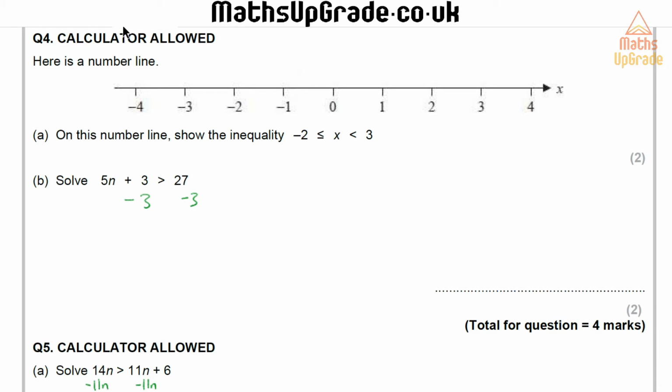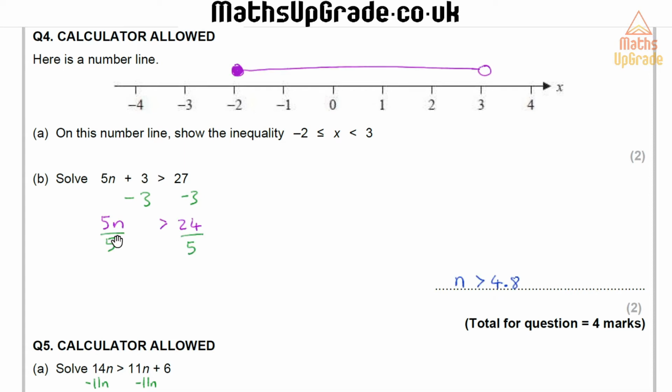We now need to solve 5n plus 3 is greater than 27. So we need to get n by itself, so I'm just going to first of all do the inverse of add 3, which is subtract 3. Do that to both sides, so we'll get 5n is greater than 24. Now the inverse of times by 5 is divide by 5 on both sides. That gives me n is greater than 4.8 for 4 marks.